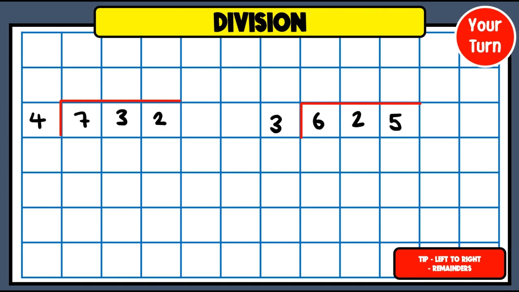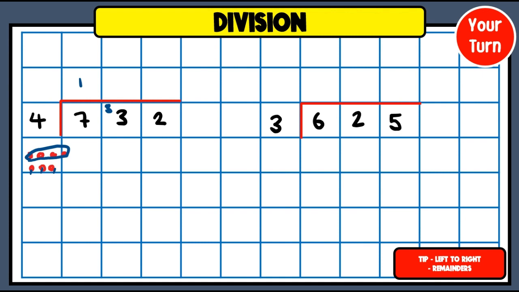Let's have a look. How many times does 4 go into 7? 1, 2, 3, 4, 5, 6, 7. Okay, so I know I've only got one group of 4, so it goes in once with how many left over? 1, 2, 3, with 3 left over. So let's have a look. Remainder 3. How many times does 4 go into 33?